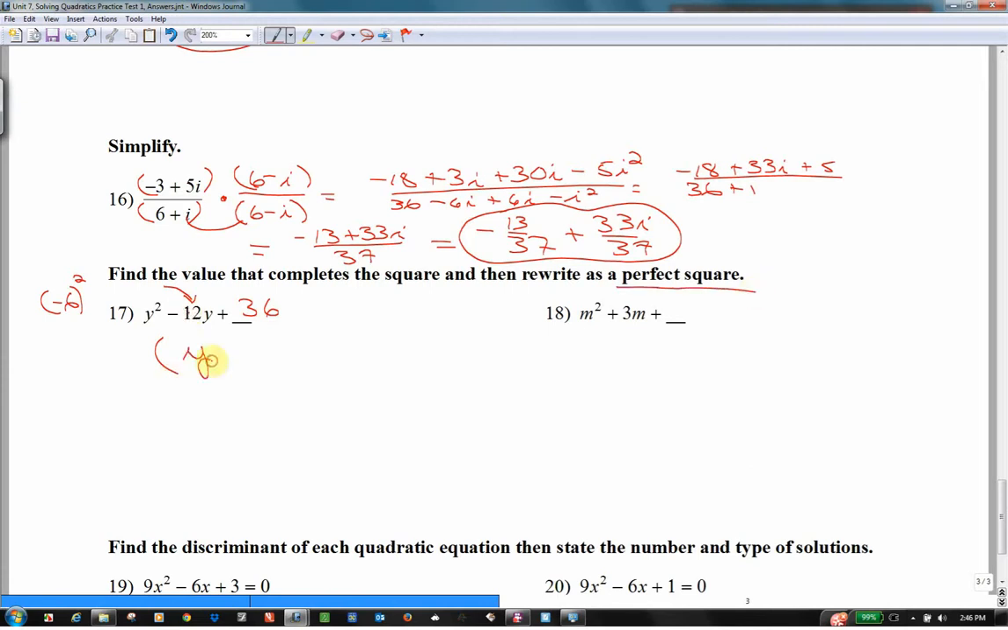On the other one, I've got 3. Now I need to take half of that, so that's 3 halves, and I'll square that. And that's going to be 9/4. So I'm adding 9/4. That's what I need to add to make it a perfect square. Then writing it as a perfect square will simply be half the 3. So plus 3 halves squared.